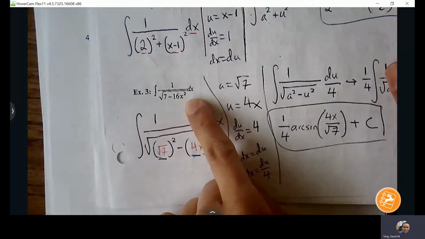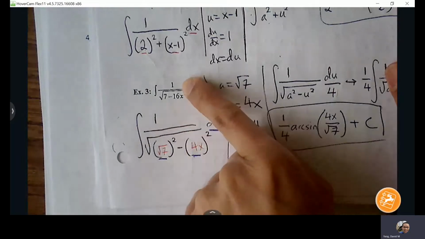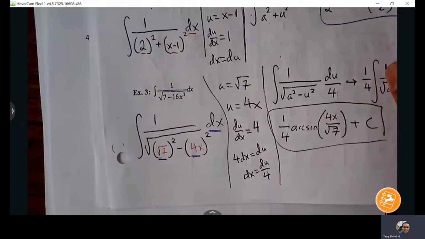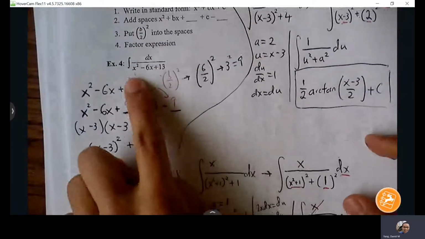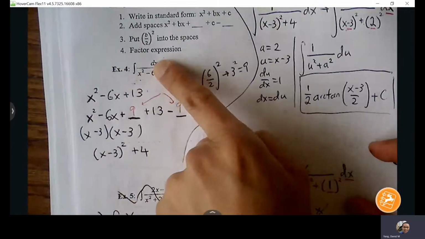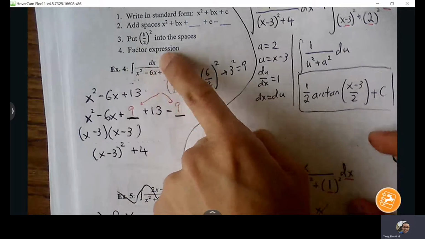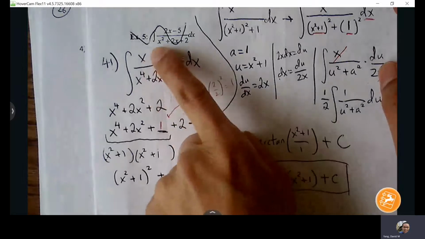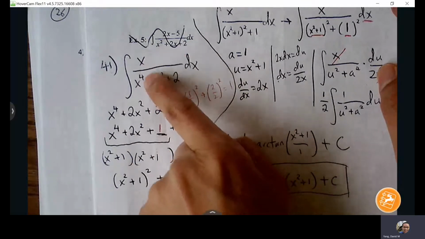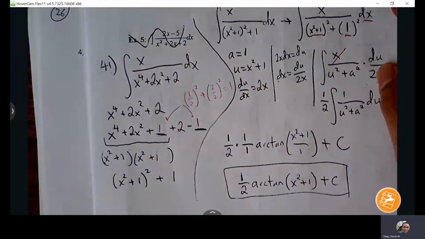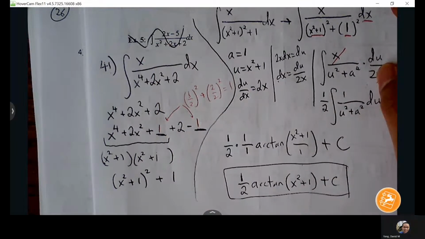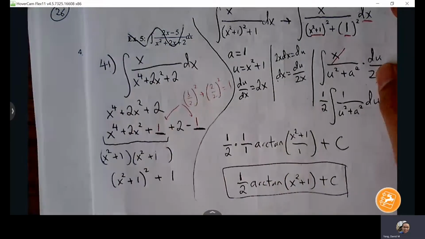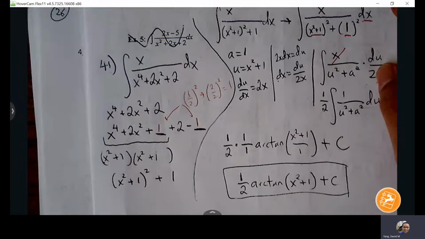Look at example three, x squared below, nothing up top, a two degree difference. Look at number four, degree two, degree zero, two degree difference. Example number 41, look at that, degree four, degree one, that's an even larger gap. So if the gap is two or more, with the denominator being the higher one, then arc trig is going to be the better fit.